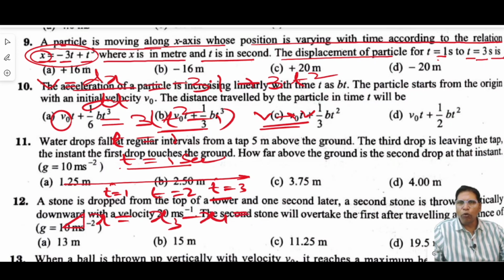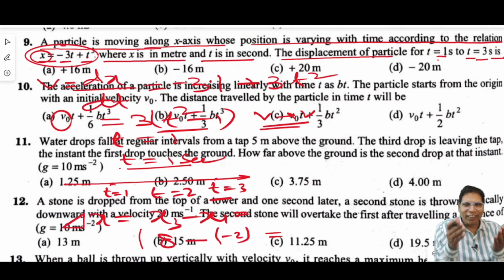What is x3? If we put 3 in this equation, we get minus 3 into 3, minus 9, plus t cube, which is 27. So minus 9 plus 27, this is 18. Now if we put t equals 1, this is minus 3 plus 1, so this is minus 2. Therefore displacement is 18 minus (minus 2), so this is 20 meter. Now, which is the option? Option, look at this, this is plus 20.